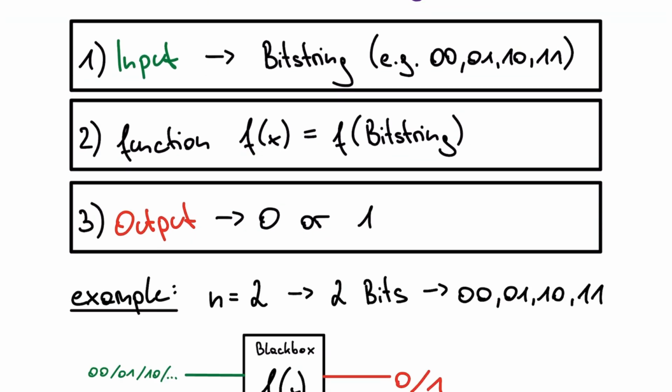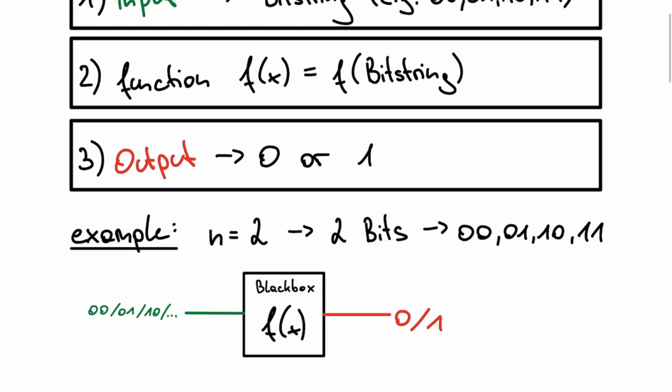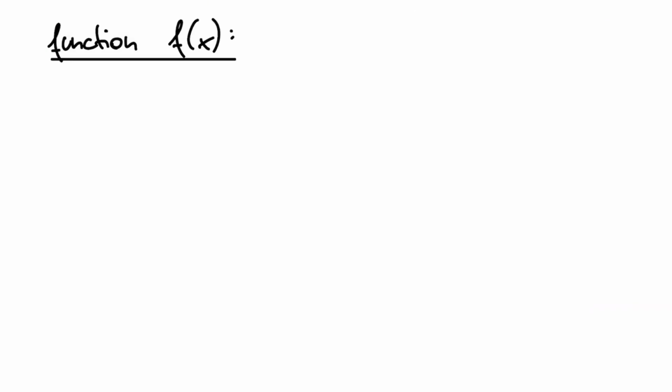In this example, we are using n equals 2, meaning we are working with 2 bits. So our possible inputs are 0 0, 0 1, 1 0, and 1 1. We send each of these into the black box, and for each one, the black box gives us back either a 0 or a 1. That's the full setup for now.